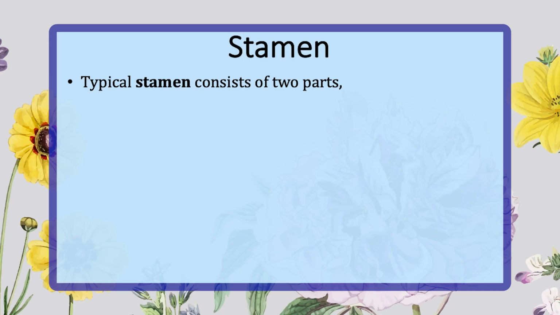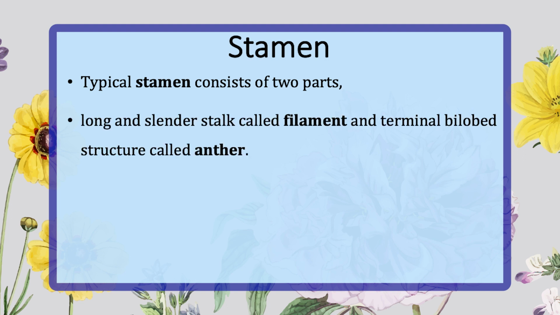If you observe a typical stamen, it consists of two parts, a long and slender stalk called filament and a terminal bilobed structure called anther. It is very easy to observe it in our surroundings. Just analyze flowers in your surroundings and I assure you that you will surely enjoy the variety of flowers.